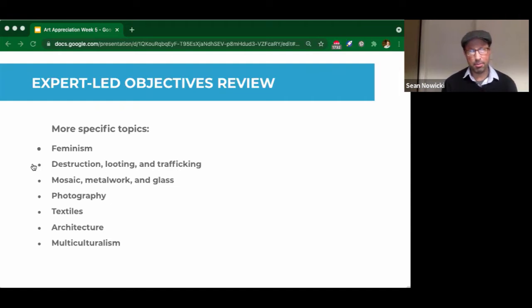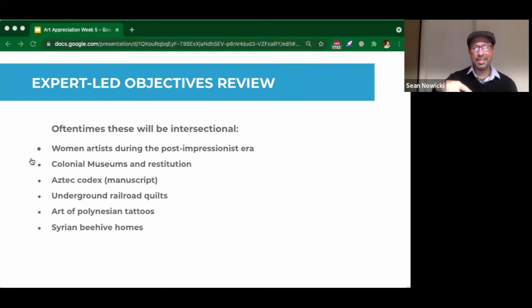And then I put multiculturalism in there because it encompasses a lot of things, but mostly it is exploring overlooked artists or art and bringing it to the mainstream. And then, can you go to the next slide, Ben? And then the thing is that those broad sweeping things and these more specific things often will intersect.